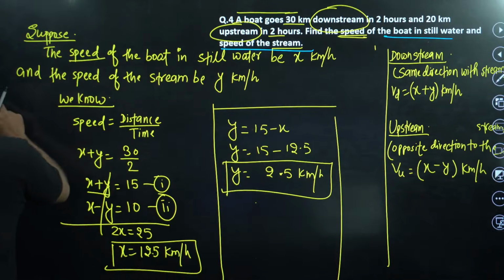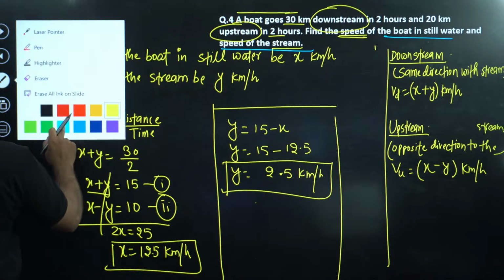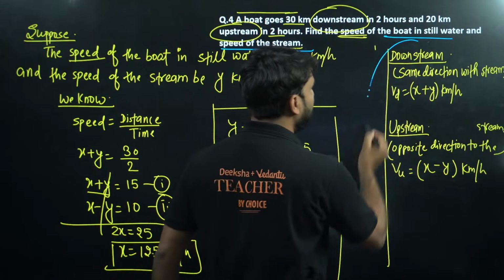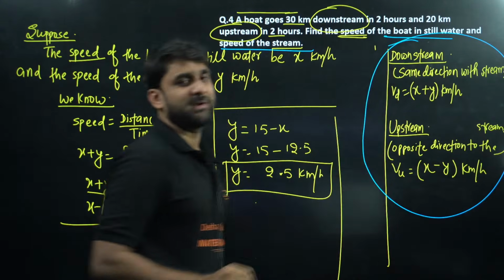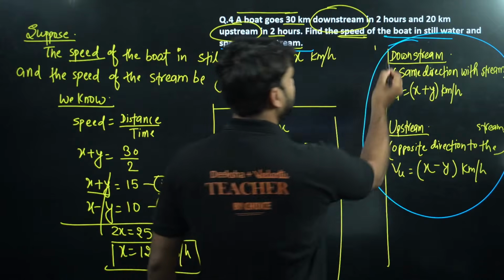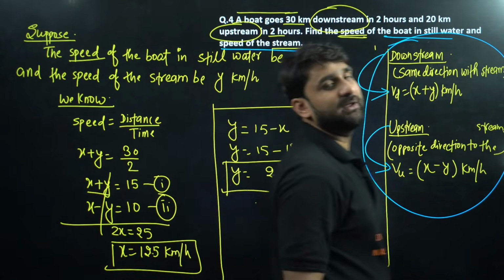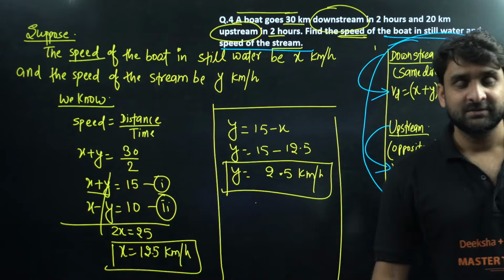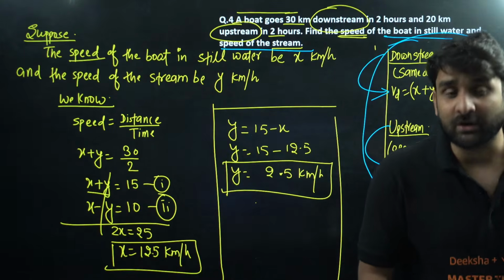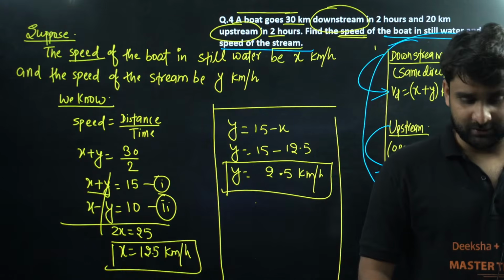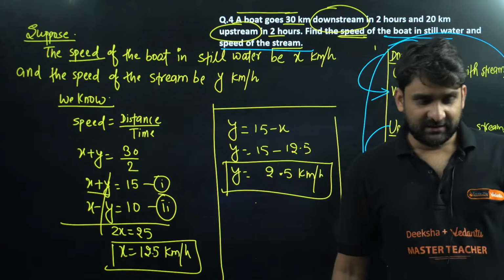Class 10th Titans, board warriors, my lovely kids, this is the important thing that you should remember. You should memorize: the downstream speed is x plus y, and the upstream speed is x minus y. And here x is the speed of boat in still water, and y is the speed of stream of water. Yes, is it clear to all?